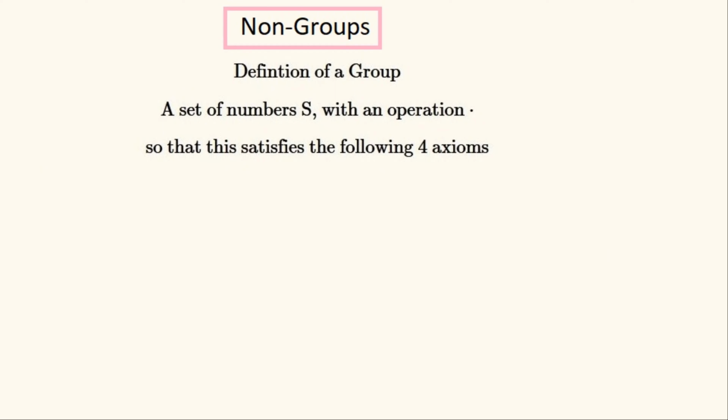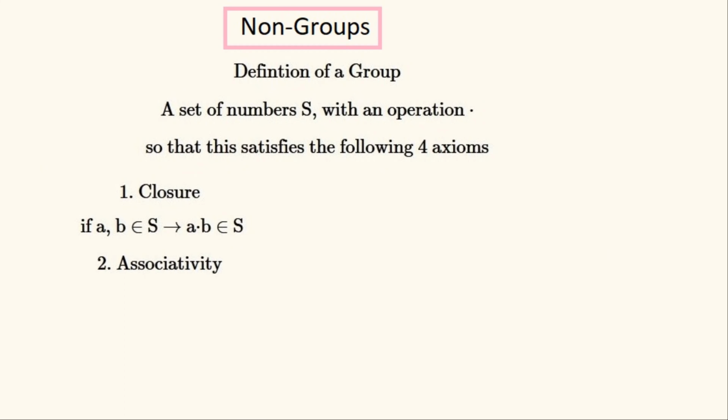The definition of a group is a set of numbers that we'll call S, and an operation, usually addition or multiplication, that satisfies four axioms. The first of these axioms is closure. If two numbers are in the set S, then these two numbers with the associated operation is also in the set. The dot operation is used so we can say that A dot B is also in the set S.